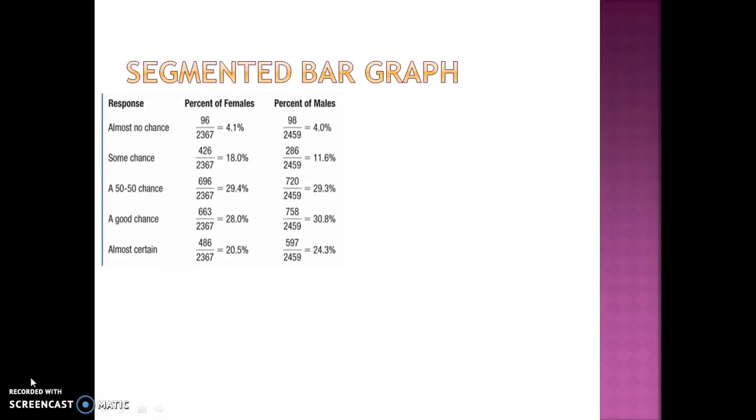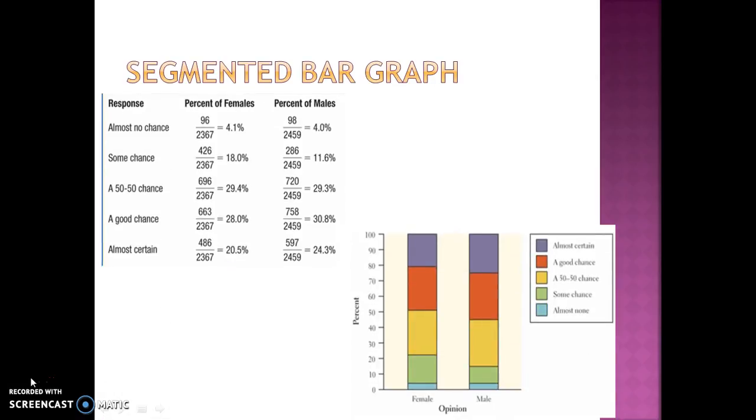Another kind of graph that you could use is a segmented bar graph. There's that same set of data, and this time, because all the females that I questioned were 100%, my percent goes up and down the left column, 100% goes all the way to the top, and then I just segment it off according to the percentage of almost no chance, some chance. And then again, make sure you give a key or label your graph. Okay.